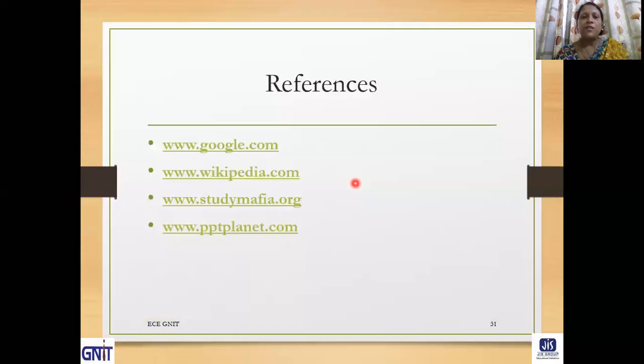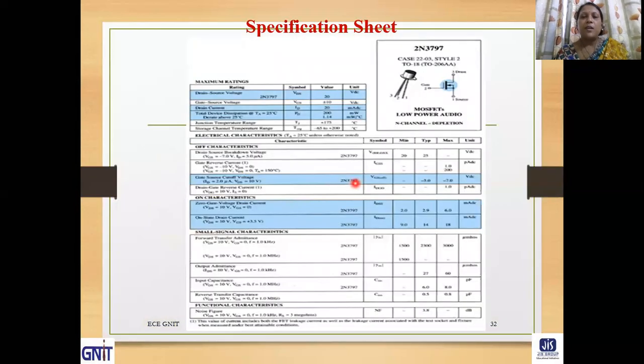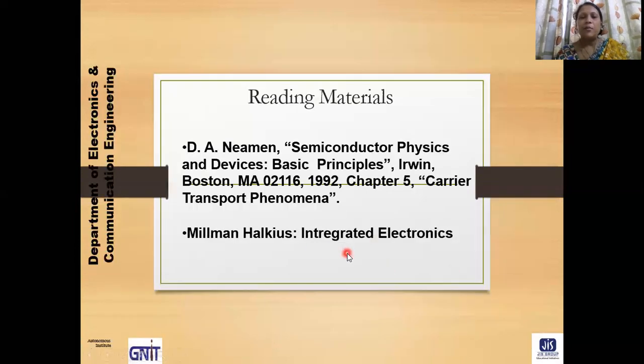These are the references. This is the data sheet. While choosing a device, these parameters we have to take into consideration. This is particularly for this type of MOSFET. This is the reading material.